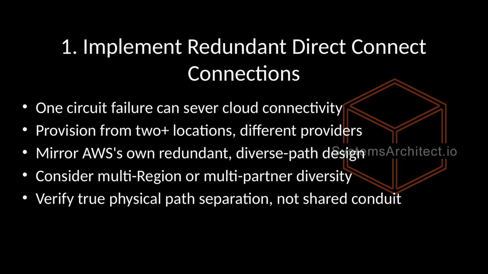Map out every shared component, right down to the building's power feed. Confirm a true second path really exists.